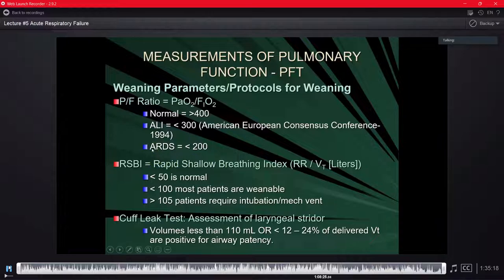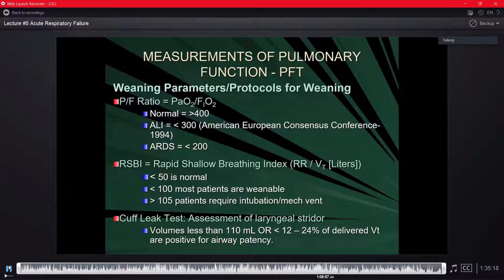Okay. So we have the RSBI, the Rapid Shallow Breathing Index. What we're looking at here is our respiratory rate divided by liters of volume. Again, normal for somebody breathing right now is 12 to 20 times a minute with a 500 mL tidal volume, so 6,000 to 10,000 mL, or 6 to 10 liters per minute. So you divide your respiratory rate. Say I took 20 breaths per minute, and let's say I had 10 liters.